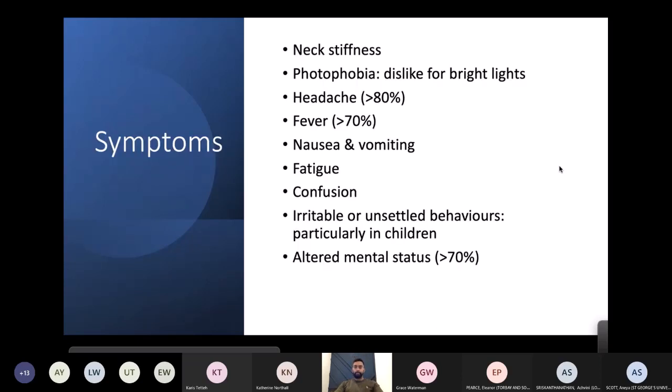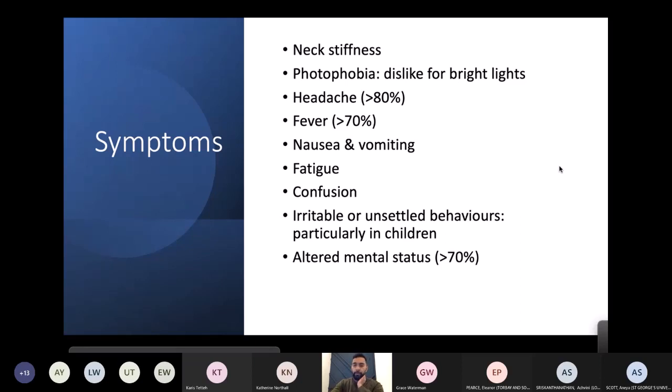And photophobia, which is a dislike for bright lights, is another really, really top thing they will put in exams. It's another really key thing. If a patient presents with that, there's something quite serious going on, and you have to have a high degree of caution with those patients. So headache, fever, we discussed.